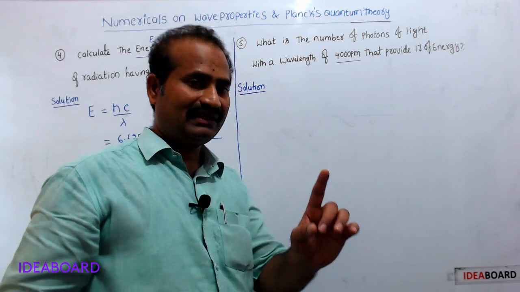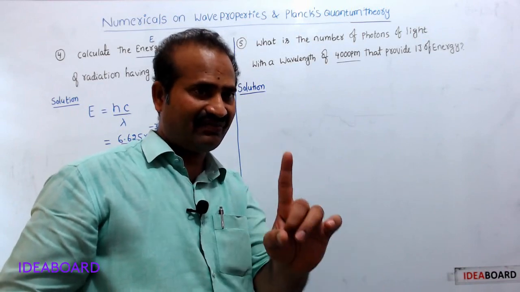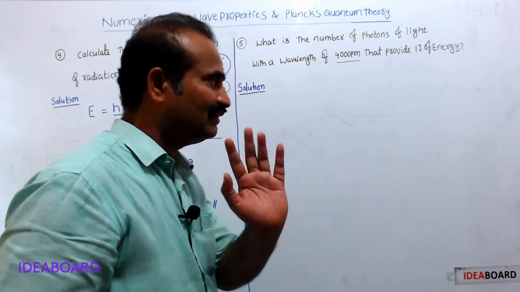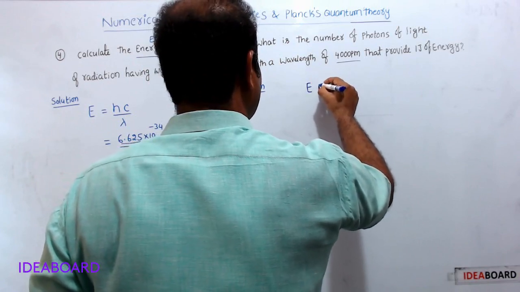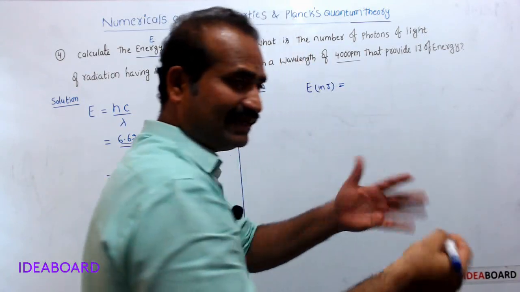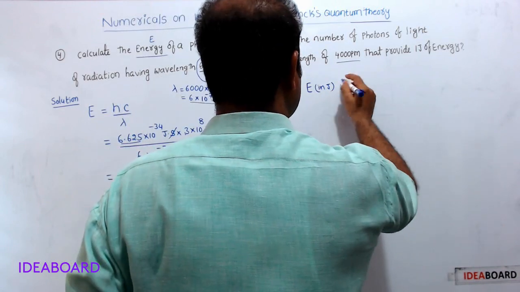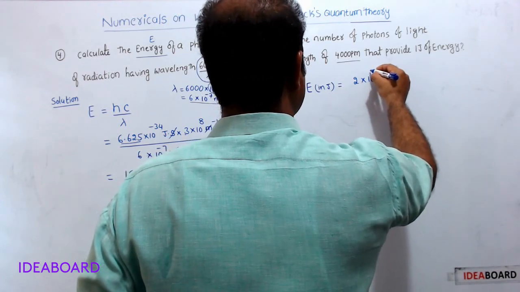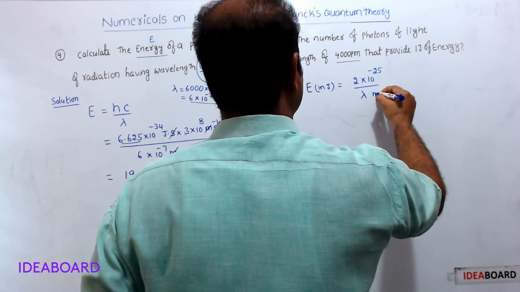First, I am finding the energy of one photon. Energy of a photon, that is, energy of a quantum, is equal to h nu. E is equal to h nu, which is hc by lambda, with standard values. After simplification, you directly get this formula: 2 into 10 power minus 25 divided by lambda in meters.